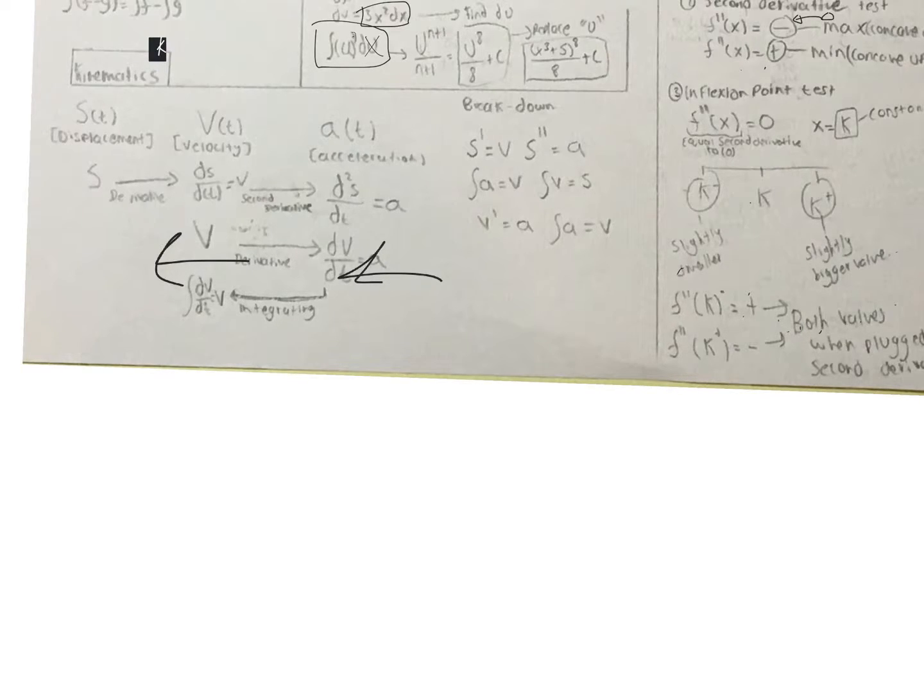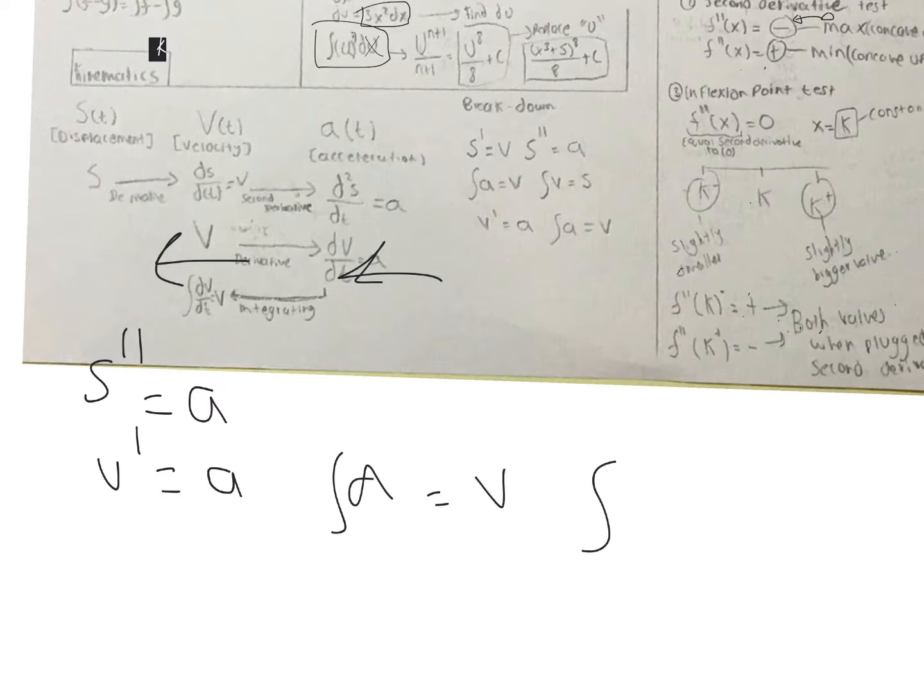We can also say the second derivative would equal acceleration, the first derivative of velocity would equal acceleration. The integration of a will give us v, and the integration of v will give us s. So if you want to find displacement, you have to first integrate acceleration, then integrate velocity, and you can get your displacement.